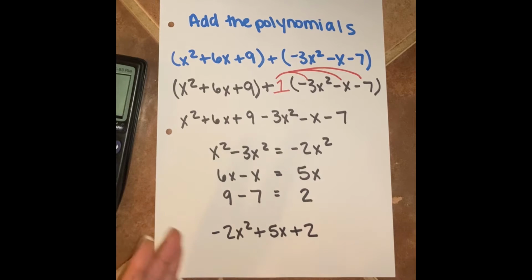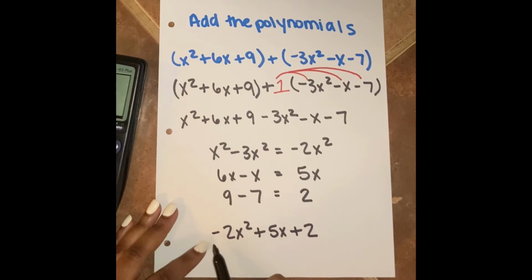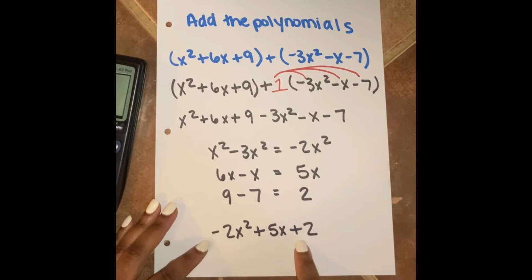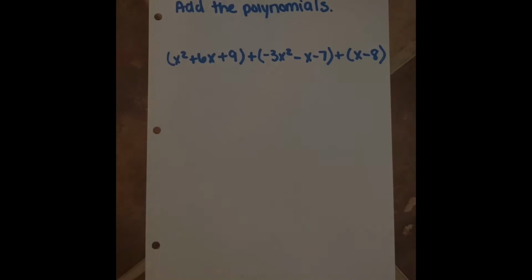Now notice that when we're writing out our polynomials, when we dissect it like this, we're going to bring down those signs. So that's the reason why this negative 2x squared is negative and these are positive. If it's not negative, it's positive. Also, when you are writing out your answer, make sure that everything, the exponents, are in descending order. Our answer is negative 2x squared plus 5x plus 2.